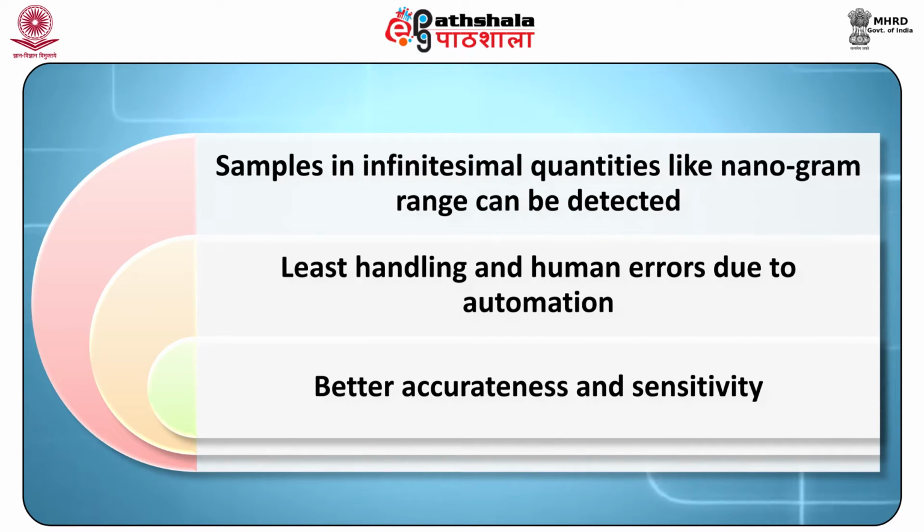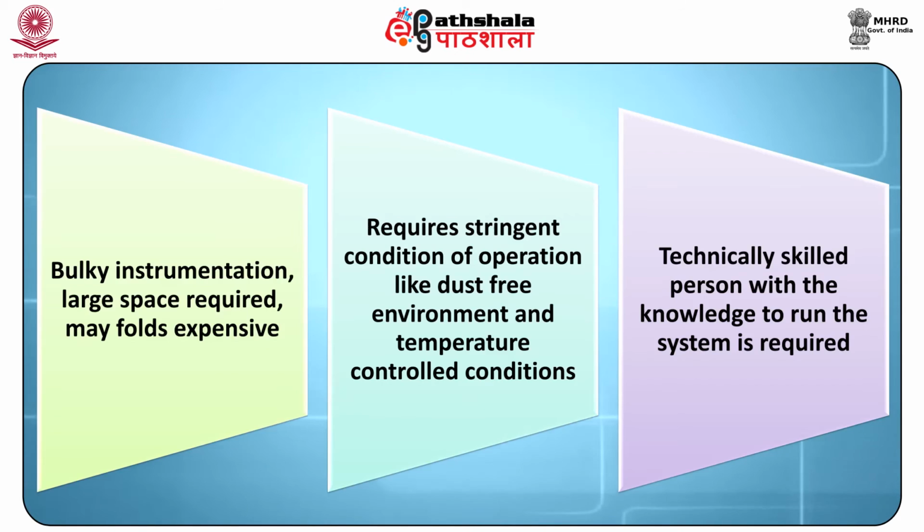Advantages of HPTLC. Samples in infinitesimally small quantities, in the nanogram range, can be detected. Least handling and human errors due to automation. Better accuracy and sensitivity. Disadvantages. Bulky instrumentation, large space required, many fold more expensive. It requires stringent operating conditions like a dust-free environment and temperature-controlled conditions. A technically skilled person with the knowledge to run the system is required.